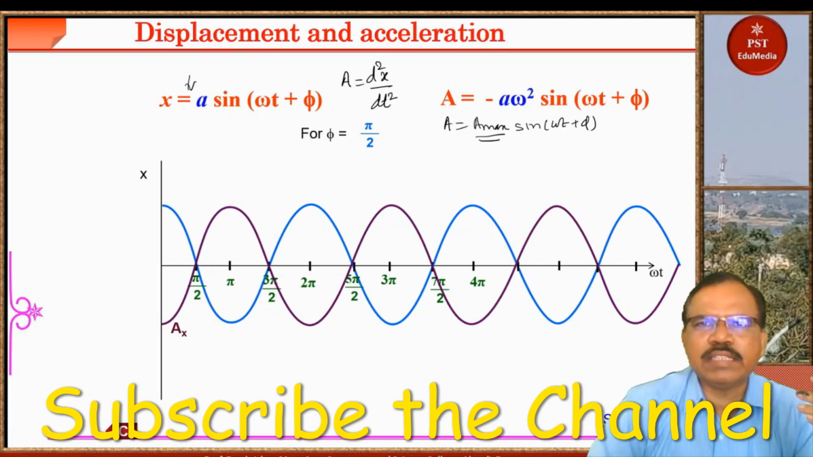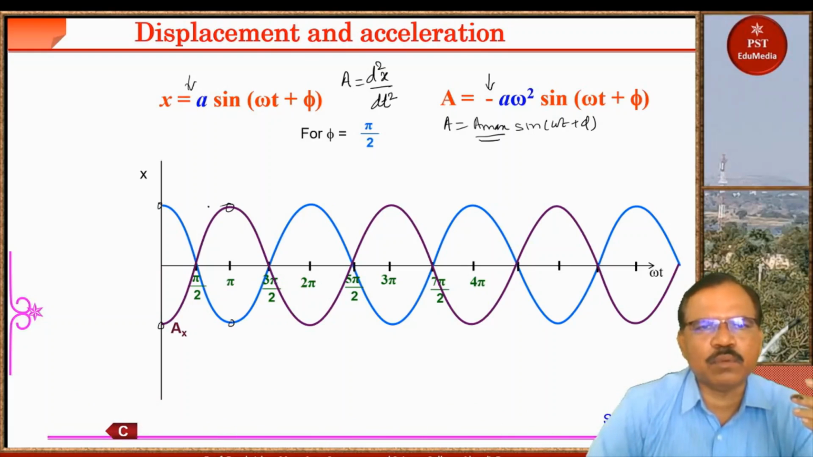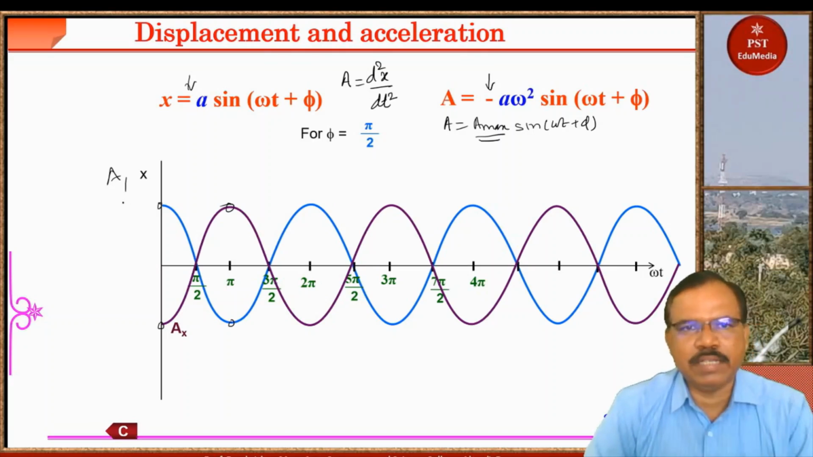Opposite, because here we have a minus sign. So when x is positive, acceleration is negative. When x is negative, acceleration is positive. So on this axis, we will plot a and x for comparison.